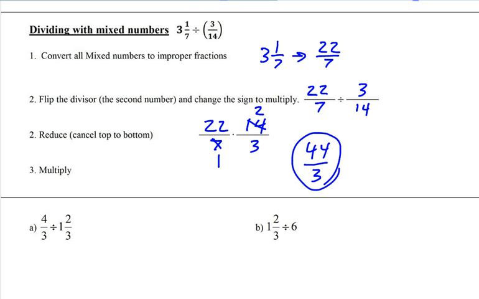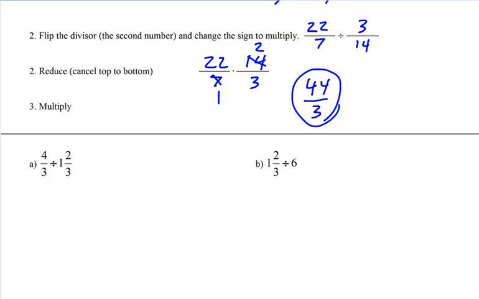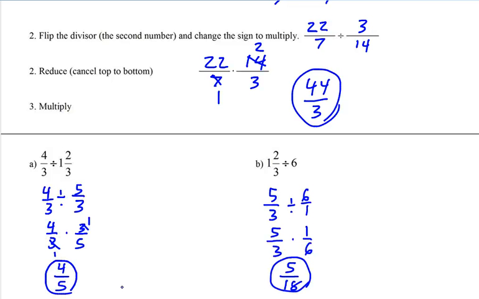Alright, so I want you to try these for me. Change the mixed number to an improper fraction. Then flip, reduce, and multiply. I'm going to hit pause now, and you give them a shot. And there are your answers. So that is what you should have gotten after dividing.